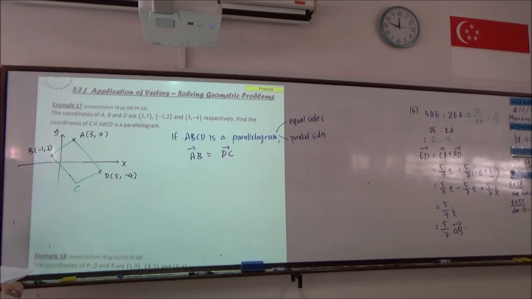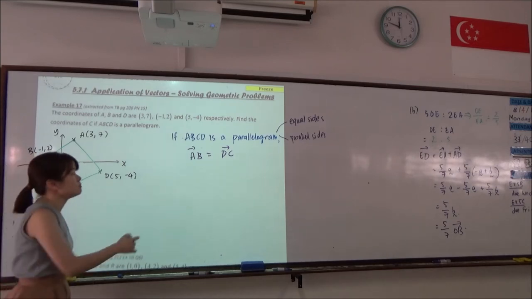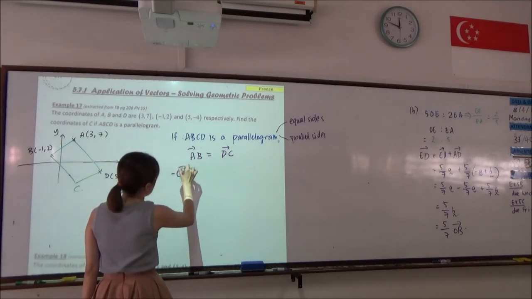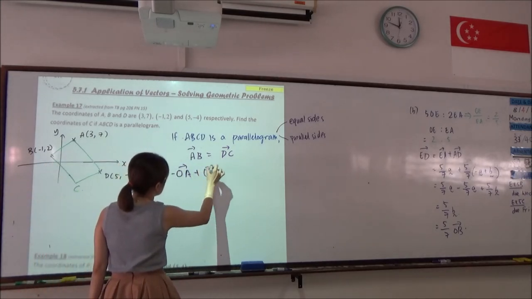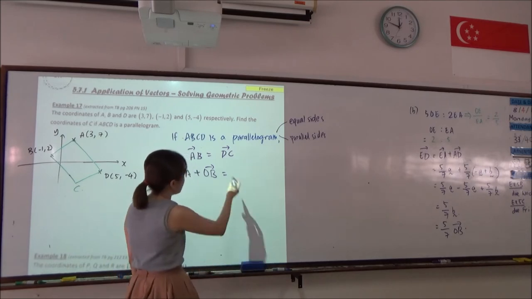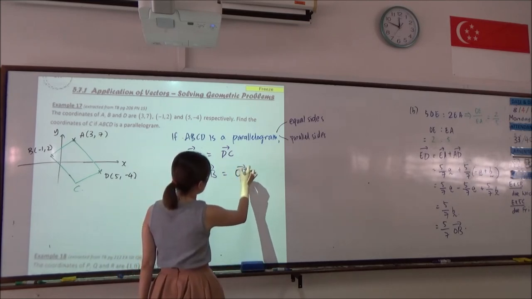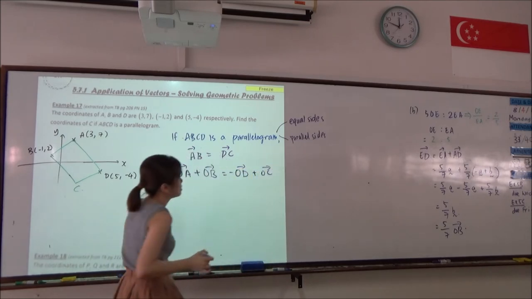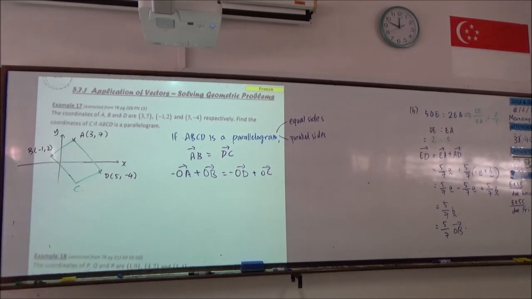OA, by observation. How to observe? Down here there is no diagram, no units for you to count. Coordinates. You got the coordinates already, so we need to go about doing that. AO plus OB, so that is negative OA plus OB, right? Then after that, DC will be negative OD plus OC. Agree? Okay, we can make use of the coordinates given to us, which is relative to the origin O.